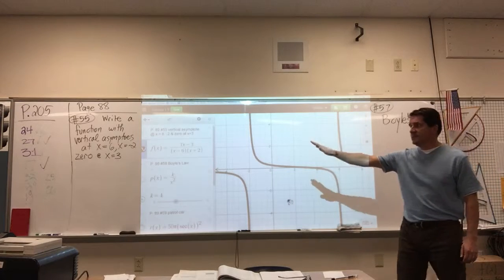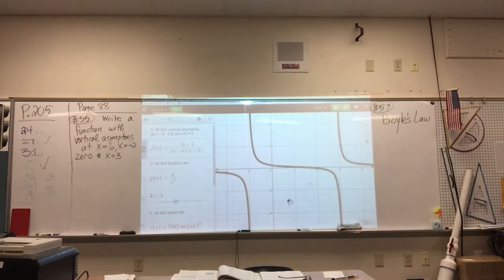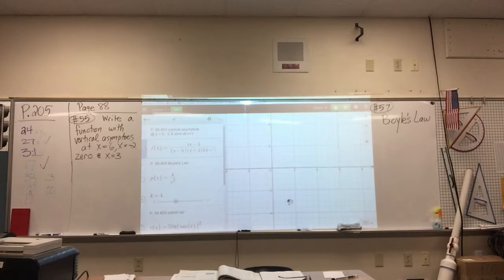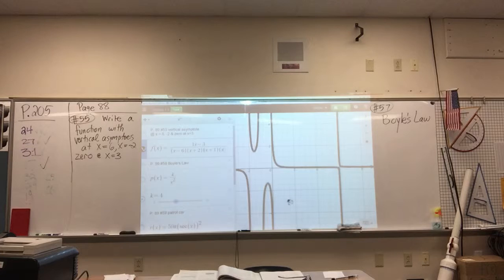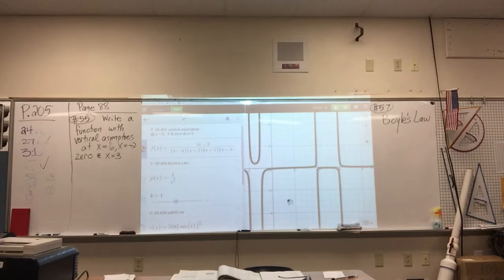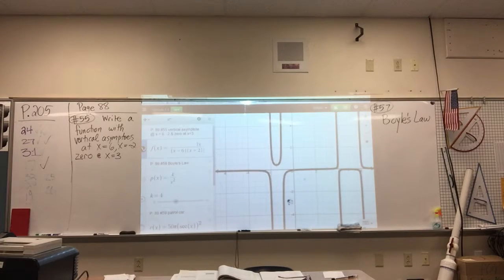Now obviously it said that's just what you had to have, but you could add to it if you wanted to. You could say, well, what if I want to have another asymptote at 1, and then another asymptote at x equals 4. So you can make whatever you want to. Okay, it still has those, but it just has little extras.